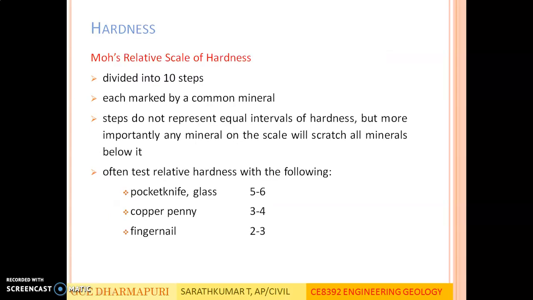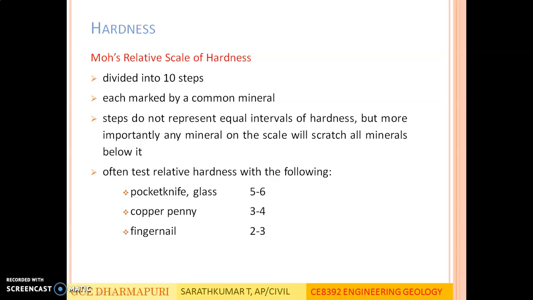One of the popular scales in which the hardness of a mineral is measured is Mohs relative scale. In Mohs relative scale, the hardness is subdivided into 10 steps, each marked by a common mineral. Steps do not represent equal intervals of hardness, but more importantly, any mineral on the scale will scratch all minerals below it. Often we test relative hardness with the following: pocket knife, glass.